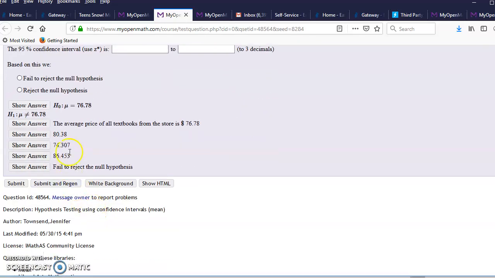So 76.78 does fall between these two numbers. So then we basically accept it, or in other words, we fail to reject the null hypothesis. And that's it.